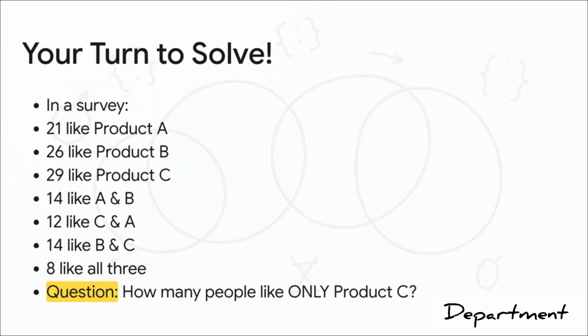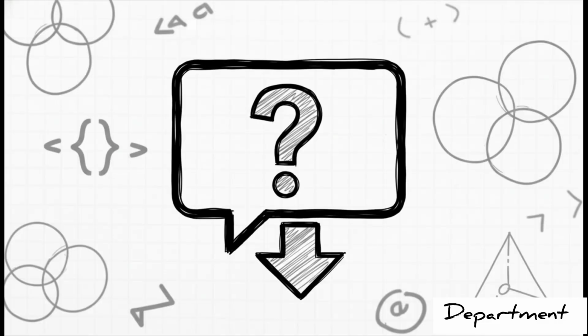All right, your turn. Time to put what you've learned to the test with this classic three-set problem. Now, here's my big tip. Draw the three overlapping circles and always start by filling in the number for the dead center, the part that belongs to all three sets. Once you have that, you can work your way outwards. Your goal is to figure out how many people like only product C. Go ahead and pause this explainer, give it a shot, and then post your answer down in the comments.